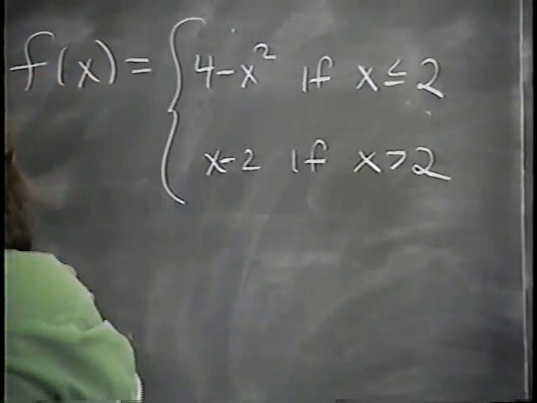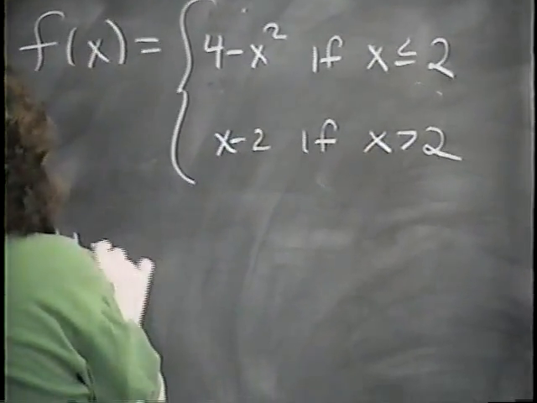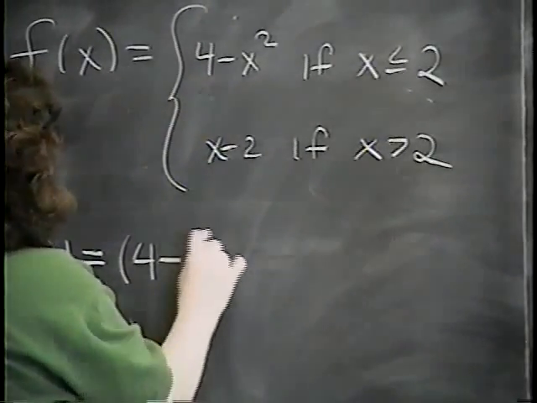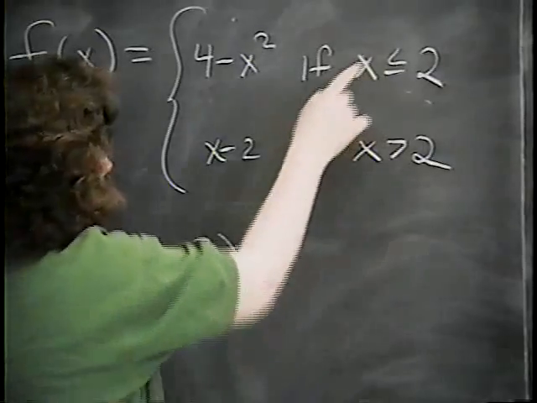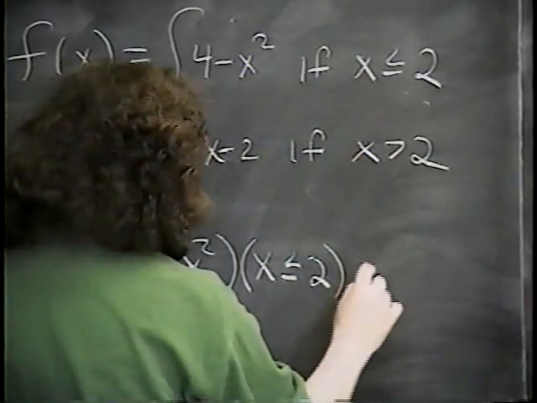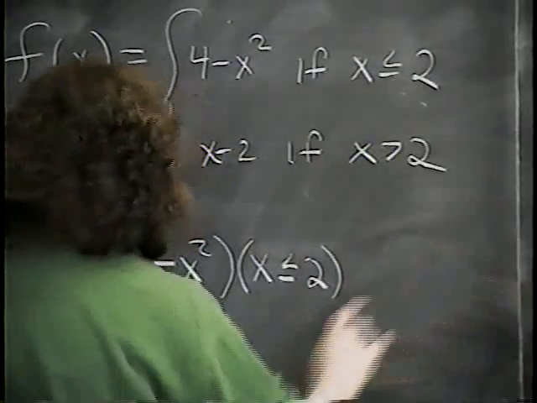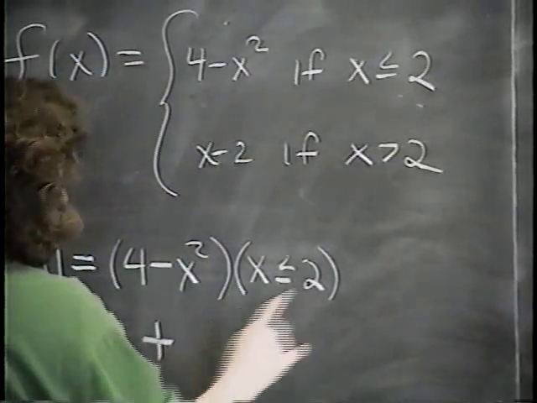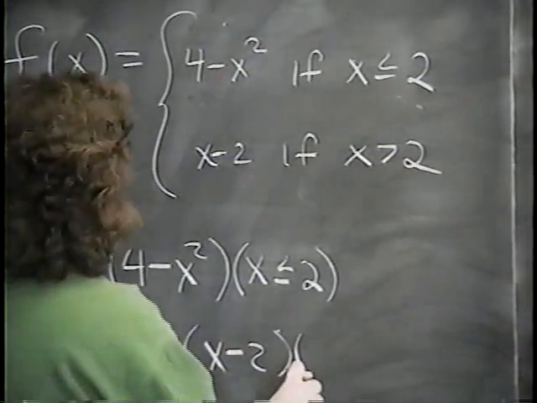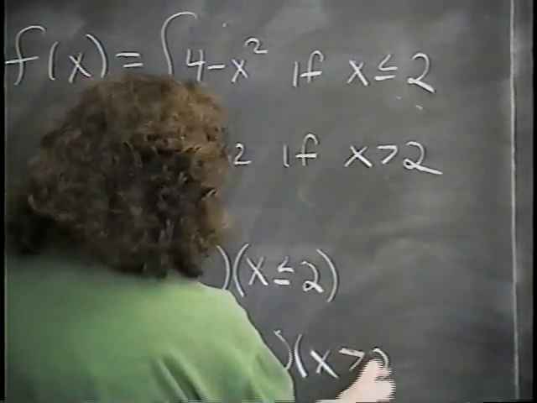Now, the proper way to enter a split function would be y1 equals, now, we have to say 4 minus x squared, parentheses, x less than or equal to 2 plus, now this would continue over, but I don't know if the camera would follow it, so I'm just going to continue it here, but it really should be over there. X minus 2, parentheses, x greater than 2.